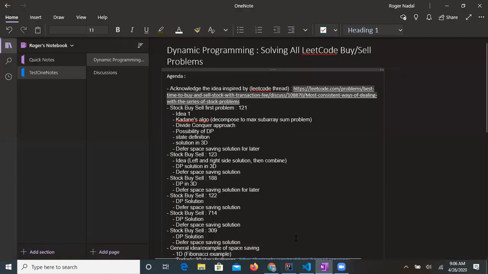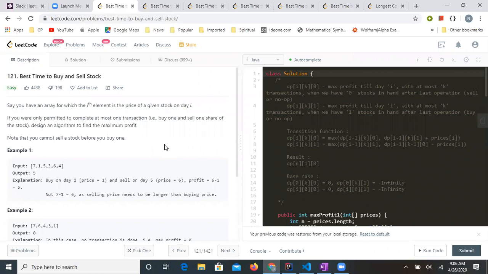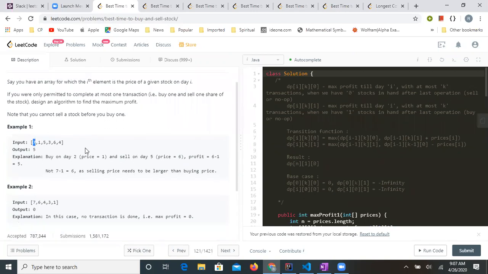Okay, with that, let's start with problem 1. The first problem is best time to buy and sell a stock. You are given the stock price on a particular day, and you can buy on day i and you can sell on any day after that day, but not on the same day. You can make at most 1 transaction, and you have to tell what is the maximum profit you can make. In this example, 7, 1, 5, 3, 6, 4, we can make a maximum profit of 5.